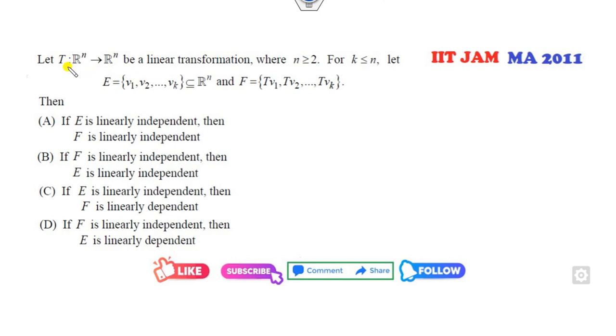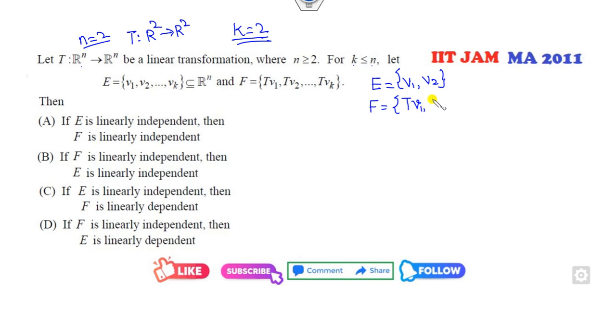Okay, T is the linear transformation. I can choose n as 2, so capital T is a mapping from R2 to R2. K is less than or equal to n, so I can also choose K as 2. Then your E will be V1, V2, and capital F will be V1, V2. If E is LI, then F is LI.